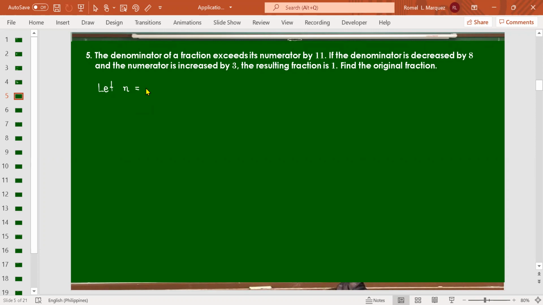Let n be the numerator. What is my denominator, guys? Anyone? Guys, what is my numerator? Children. So the numerator is n. What is my denominator, I mean? Denominator is n plus 11, no?